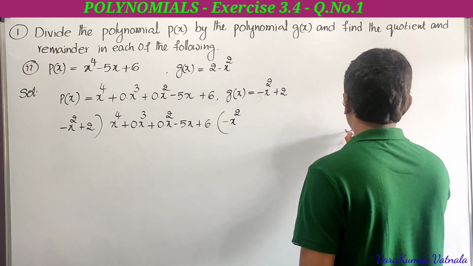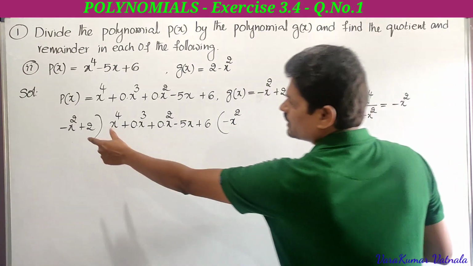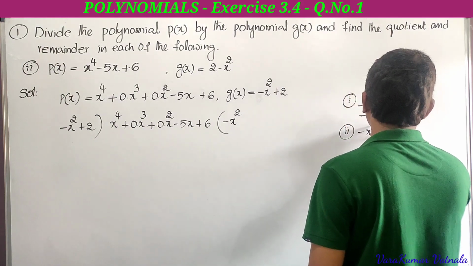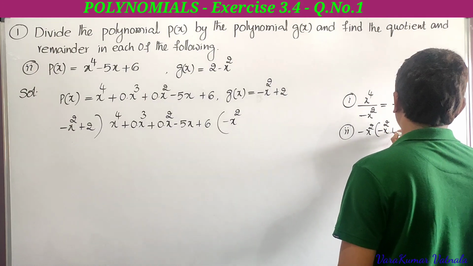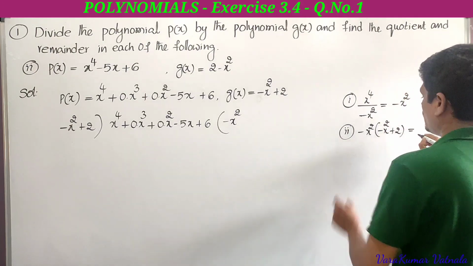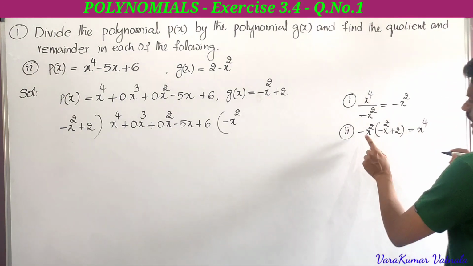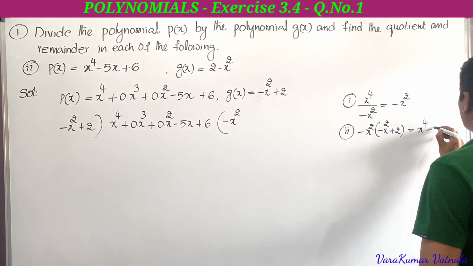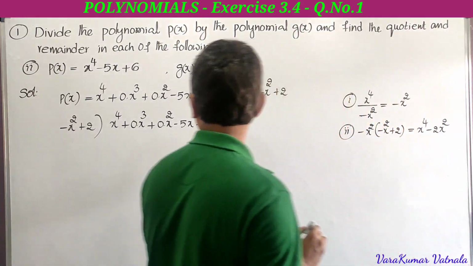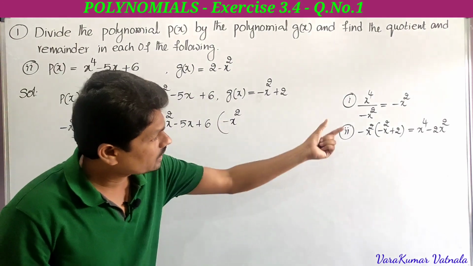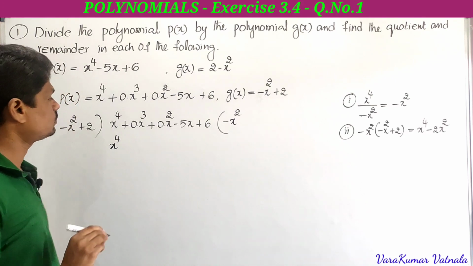So next, in the second step, multiply the divisor with minus x square, that is minus x square into minus x square plus 2. Minus x square into minus x square gives x to the power 4, minus x square into plus 2 gives minus 2x square. Now write these two terms below the terms of the dividend. So x to the power 4 is written below the x to the power 4.